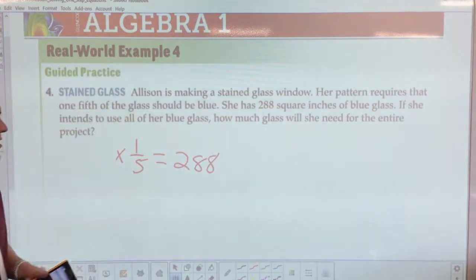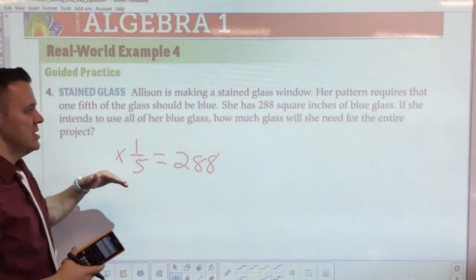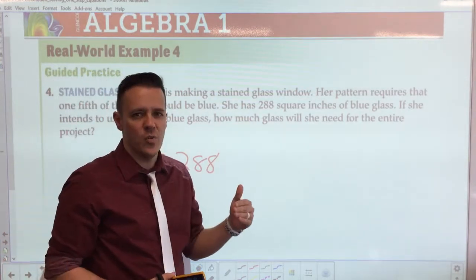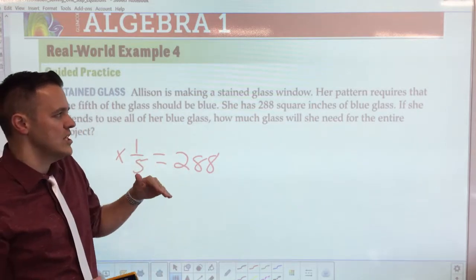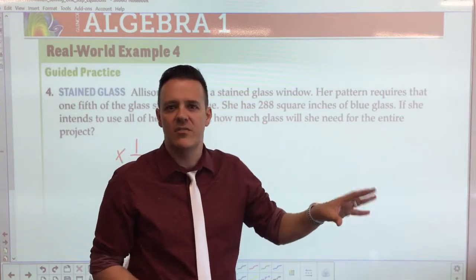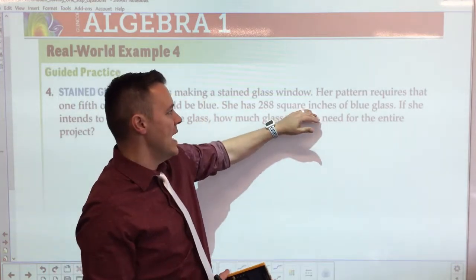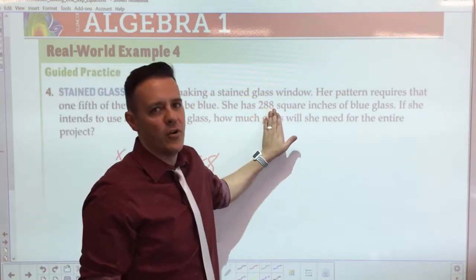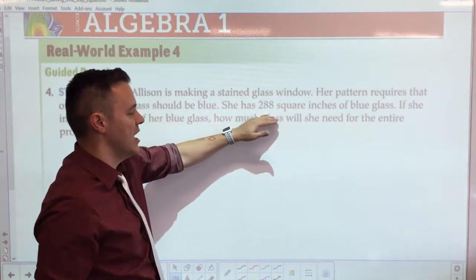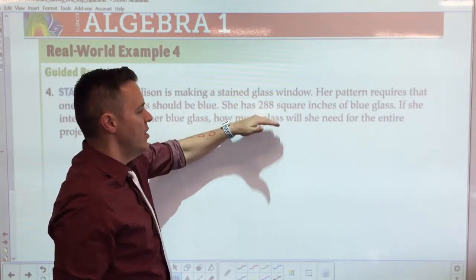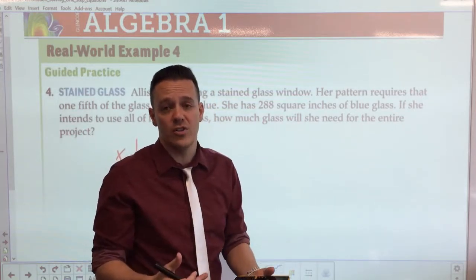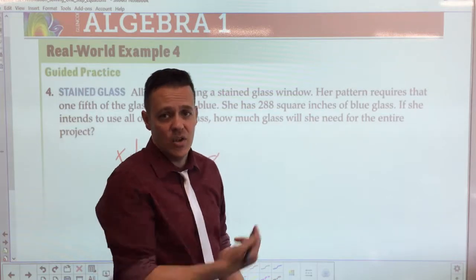Okay, let's do trial and error. What I mean by that is, sometimes, ladies and gentlemen, you'll put a formula in and enter it, and if the number's actually smaller than what it's supposed to be, would that be ideal? Sometimes on a word problem, you just shoot for the stars and put it in there and see if it works. If in reality we were to get a number that says 144, if she intends to use all of her blue glass, how much glass would she need for the entire project? Well, we know that she's going to need a lot of glass, okay? So if we get a number smaller than 288, then we've made a mistake. So let's try this one first.